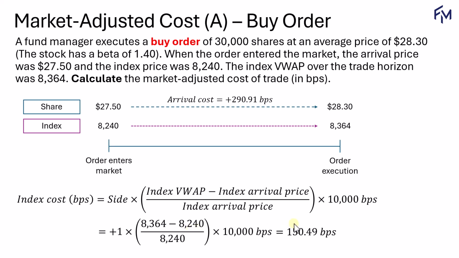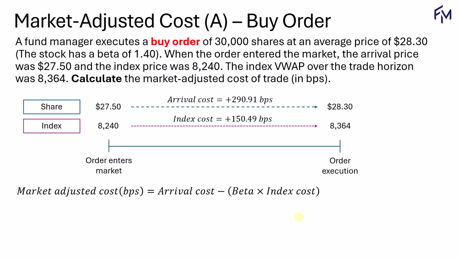So in other words, during the same period, over that same trade horizon, the index has appreciated, or went up, by 150.49 basis points. So in a way, the market did contribute a bit to the arrival cost. So without that index cost, or without the general market movement, what would the arrival cost be? So this is where it gets to that market adjusted cost.